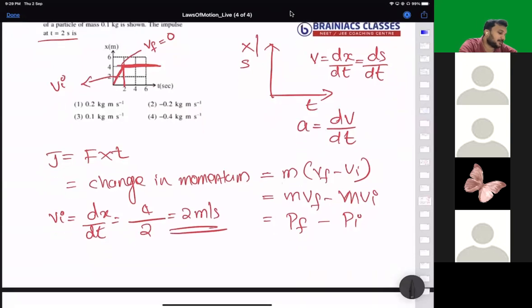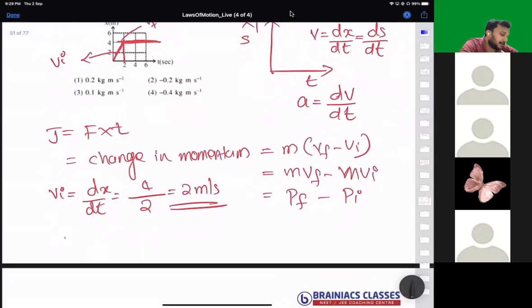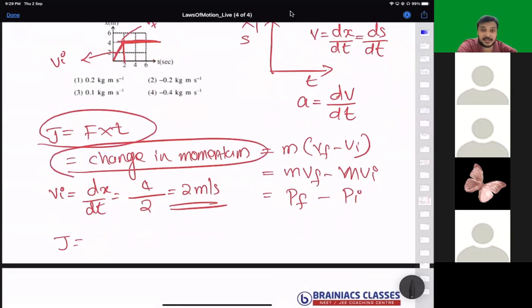The mass is also given. Now we can find the impulse. Impulse equal to F into t, we can't use, because force is not given and time is not given. The second equation is change in momentum. Yes, I can use change in momentum because mass is given, the final velocity I found, and the initial velocity also I found. Now I can just substitute.